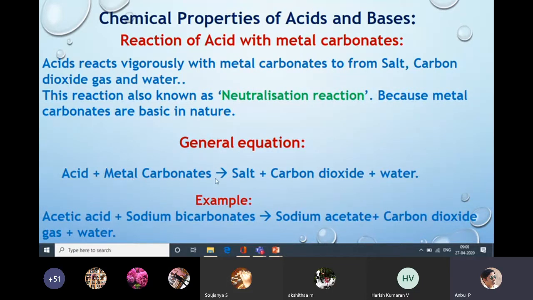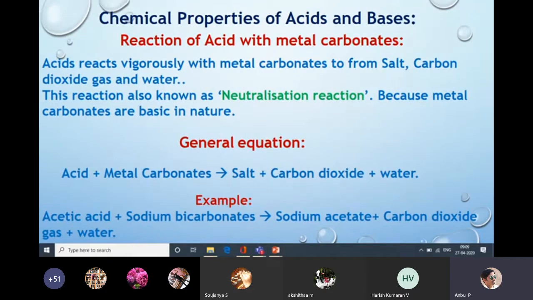Acid plus metal carbonate is going to form salt plus carbon dioxide gas plus water. So this is how a chemical equation can be represented when there is a reaction between acid and the metal carbonate. Same material, same information, you can write it in your classwork by looking at the slide. You can write all the slides because I have given only less information. You can just take it down in your classworks later on.